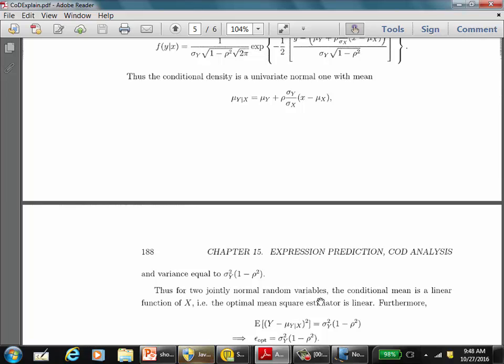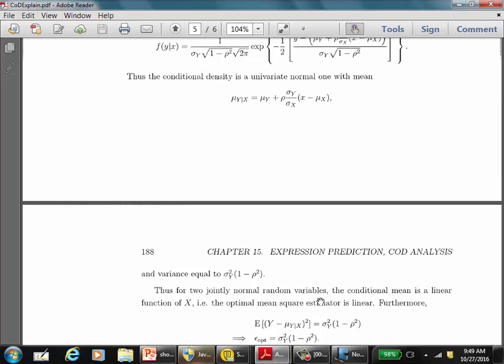So in this case, you can actually compute the COD in a closed form. For two jointly normal random variables, the conditional mean is a linear function of x. That is, the optimal mean square estimator is linear. And furthermore, its variance is given by this expression, which means that epsilon opt, which is the error of the estimator, which is the variance, is given by this quantity here.